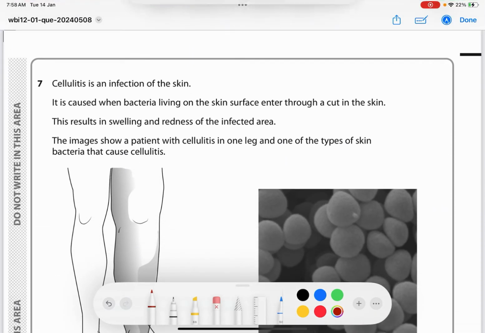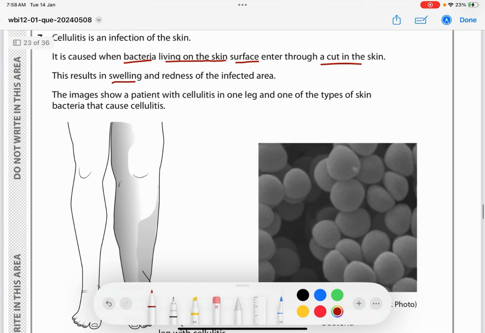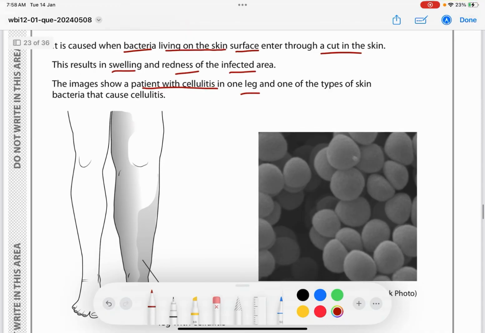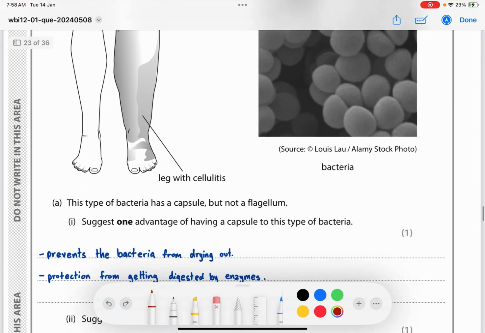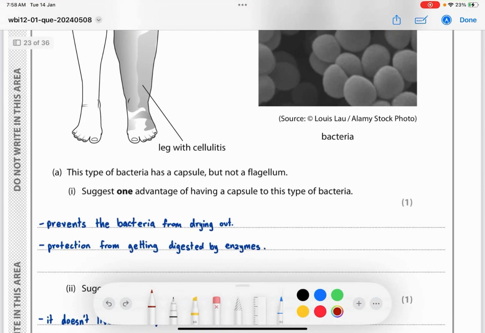Now we have question 7. Cellulitis is an infection of the skin. It is caused when bacteria living on the skin surface enter through a cut in the skin. This results in swelling and redness of the infected area. Images show a patient with cellulitis in one leg and one of the types of skin bacteria that cause cellulitis. So this here is the diagram showing the cellulitis, and this is the bacteria. Okay, so this type of bacteria has a capsule, but not a flagellum.